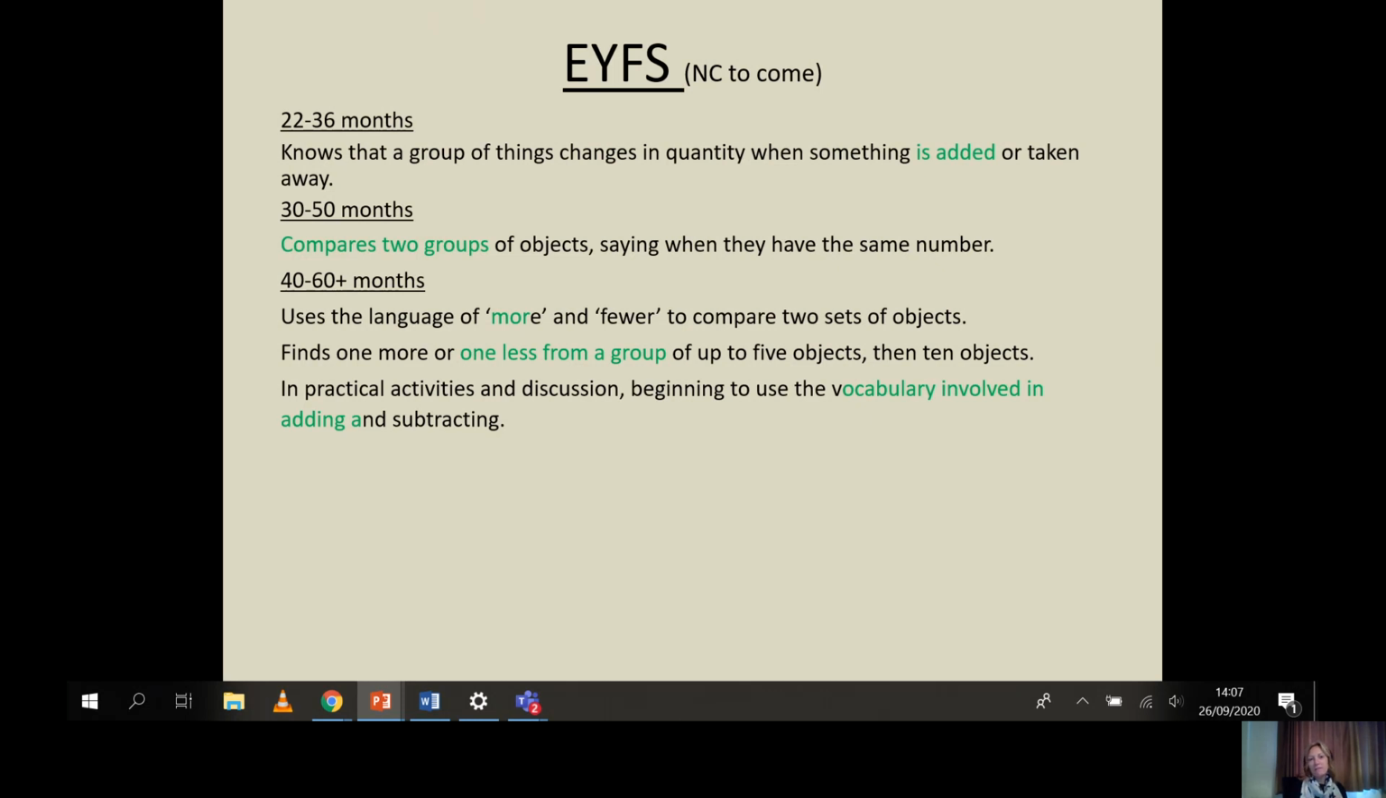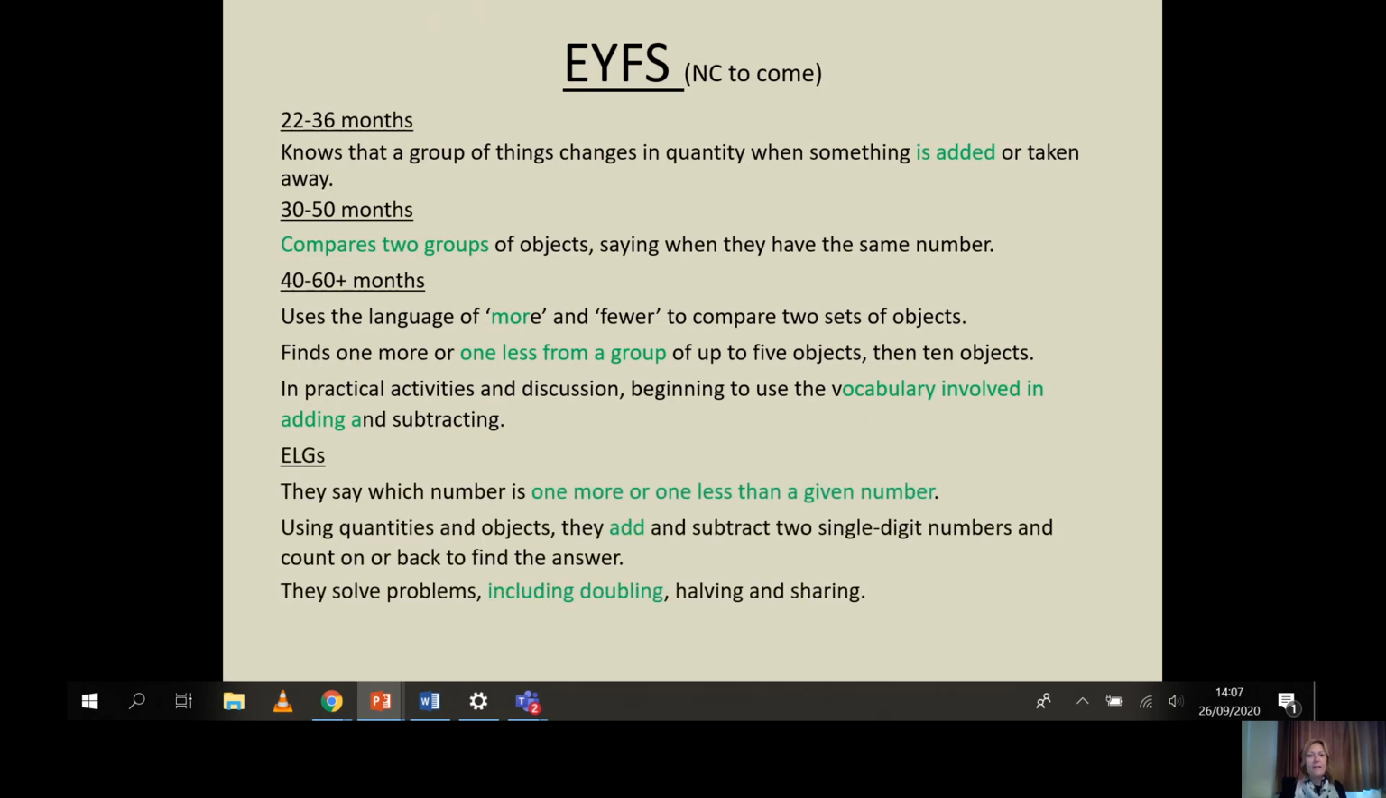Okay, so by the time they've finished in reception, there's actually quite an expectation on the adding, even if it's more physical than writing down. There's quite an expectation that children have got some concept and understanding. And the early learning goals, which is what all this aims towards, is that children can say which number is 1 more or 1 less than a given number.